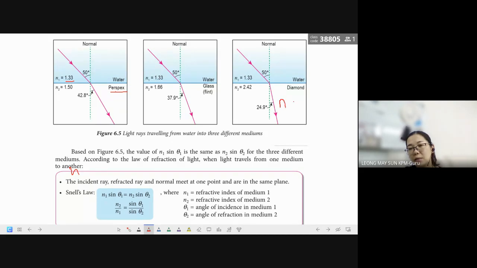So what I can say is that as the refractive index increases, the refracted angle decreases. As the refractive index increases, this value 1.5, 1.6, and also 2.42, the refracted angle gets smaller and smaller. So from this, they did a ratio. They took an equation: n1, the refractive index of medium 1, multiplied by the sine of the incidence angle. They found that the value is the same as the refractive index of the second medium multiplied by the sine of the refracted angle.